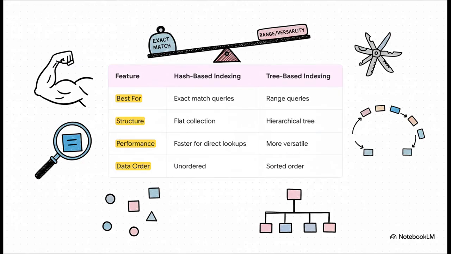All right, time for the showdown, hash versus tree. Here's the simplest way to think about it. Hash-based indexing is your specialist. It's like a sprinter who is absolutely unbeatable in the 100-meter dash, which is your exact match query. Tree-based indexing, on the other hand, is your all-rounder. It's the versatile athlete who is great at all sorts of things, especially those range queries. That versatility is why it's the foundation for so many databases we use every single day.